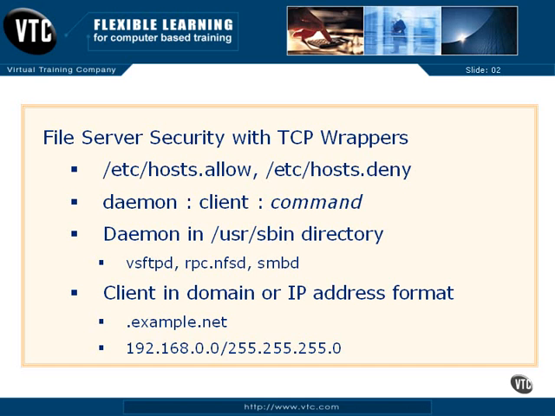The client can be configured in domain name format. For example, .example.net includes all clients with the example.net suffix. The client can also be configured in IP address format. For example, the IP address network mask combination shown here includes all addresses on that private IP network.